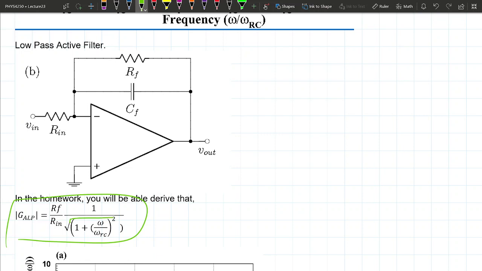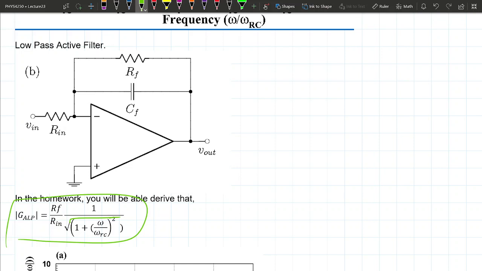The equation is basically exactly the same, except omega RC is in the denominator instead of the numerator. You just flip this factor in the back upside down, and that has the opposite effect. Now, when omega goes to infinity, this number gets really big. A really big number, square root it, 1 over a really big number gives you 0. So big frequency goes to 0. When omega goes to 0, it gets very small, you get a factor of 1.